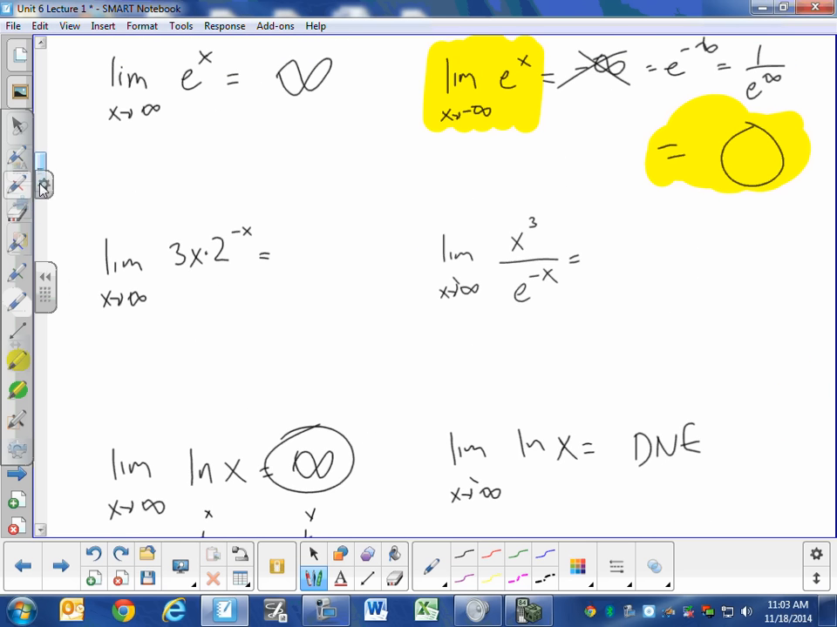Okay, let's do one more limit problem. Let's do this one in the middle. So it's the limit as x approaches infinity of 3x times 2 to the -x. Just to remember one extra concept from back in Unit 2. So if I wanted to, I could rewrite this as 3x over 2 to the positive x, right?